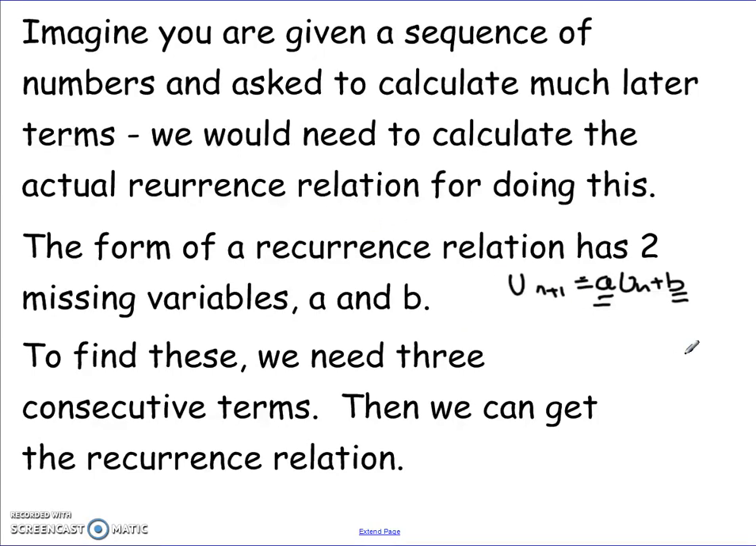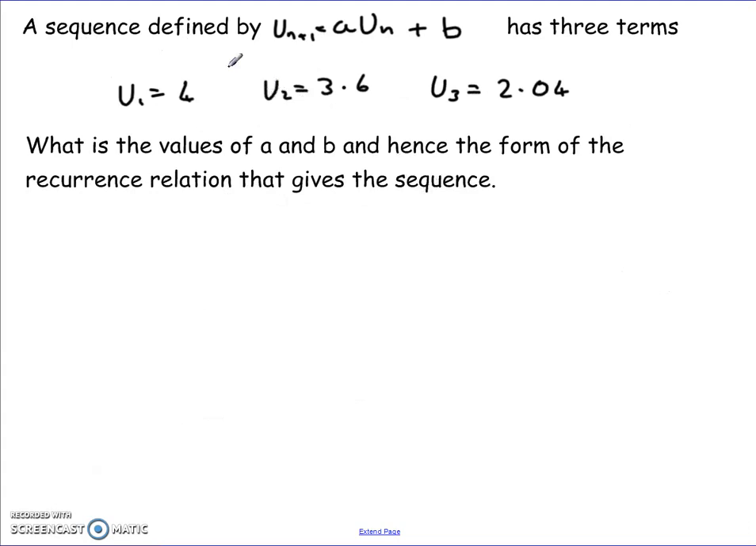Now the best way to illustrate this is with an example, and you'll see exactly what I mean. So let's imagine I've got a sequence. It's defined by u(n+1) equals a u(n) plus b. It has 3 terms, u1 equals 4, u2 equals 3.6, and u3 equals 2.04. I want to know what the values of a and b are, and hence the form of the recurrence relation that gives this sequence.